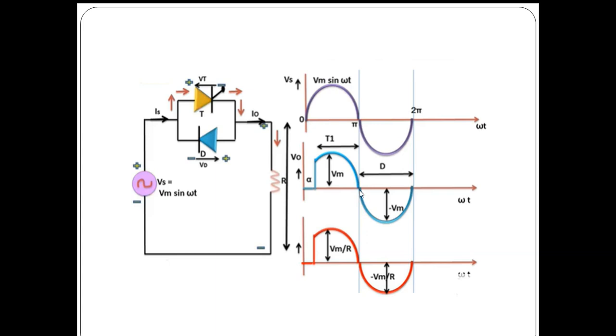At instant pi, the thyristor is subjected to reverse bias and it turns off due to natural commutation. During the negative half cycle, this plus appears across diode D, so D will be forward biased, and this minus appears across the thyristor T, so thyristor T is off. Minus appears across the N terminal of the diode, so the diode is forward biased. Once the supply voltage exceeds the cut-in voltage of the diode, the diode conducts and current flows in this path.